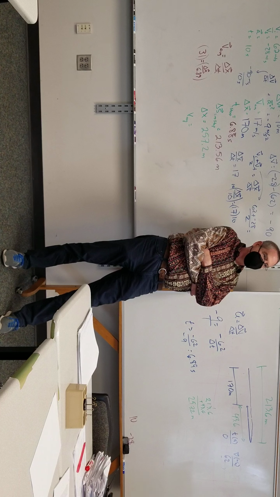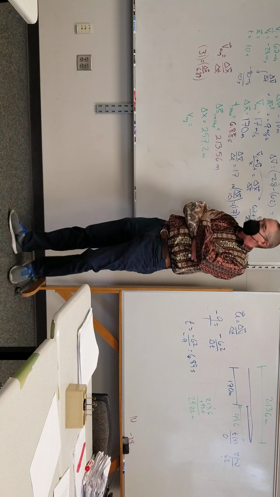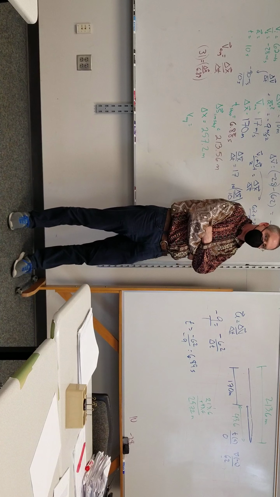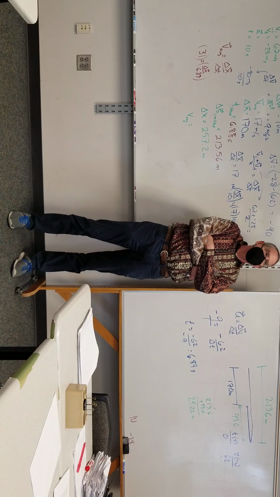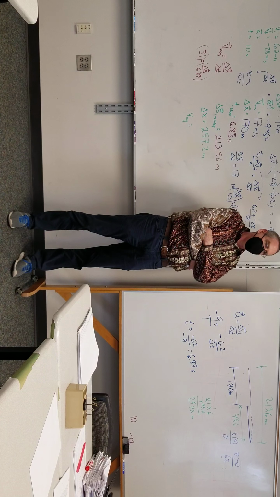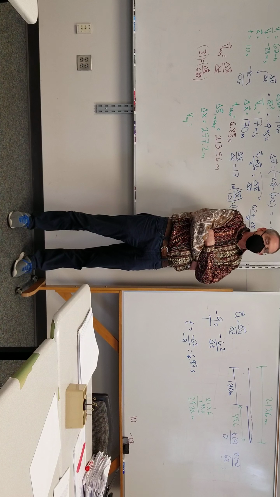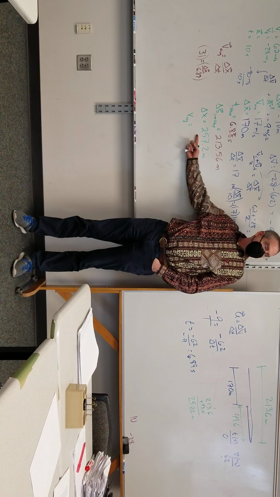Other questions right now? All right, we've got one more thing to do. What's the average speed? Well, average velocity is displacement over time. Average speed is distance over time. We're dealing with scalars. I traveled this far, divided by 10.